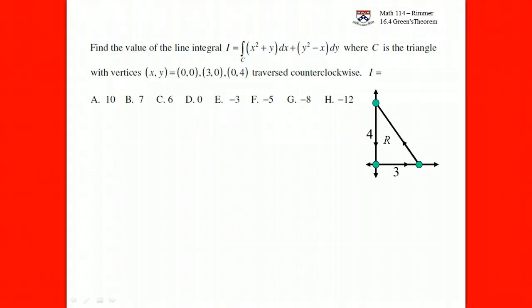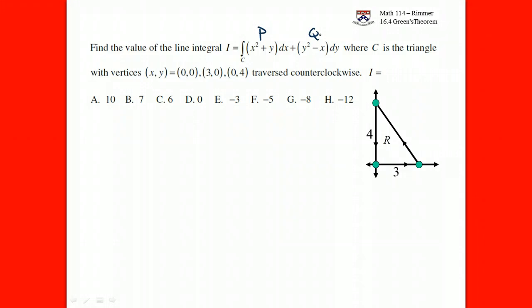This is possibly one of those 10 that I assigned for homework 6. This is exactly how the problem is on the exam, where you get the triangle, just like that last triangle. They tell you it's counterclockwise. It's up to you to get the picture, to tell what's P, what's Q, and to recognize that it's closed, so you can try Green's theorem.